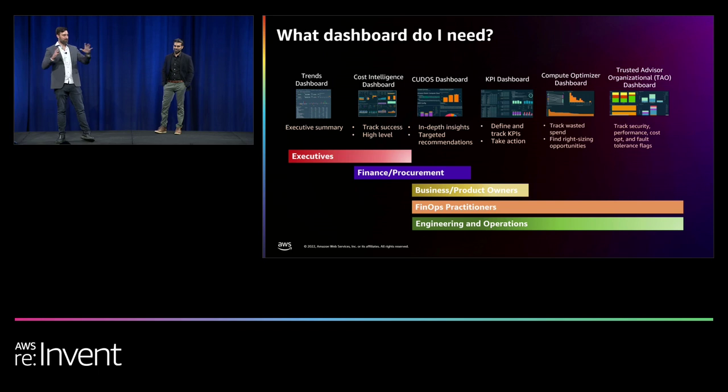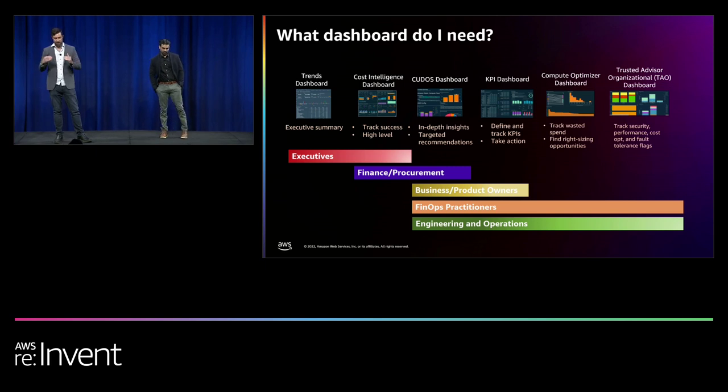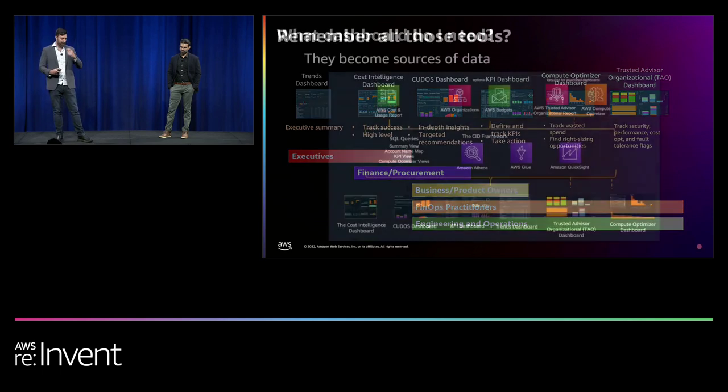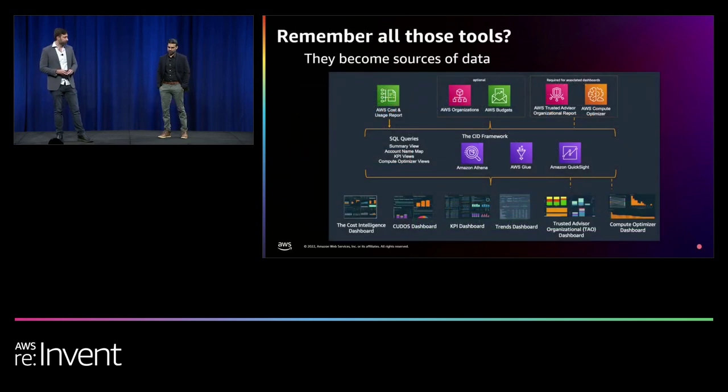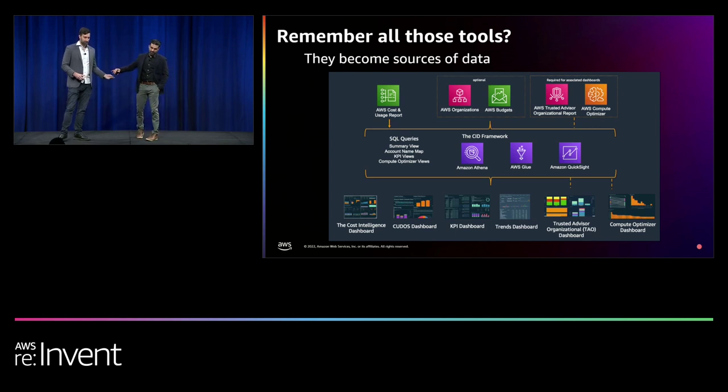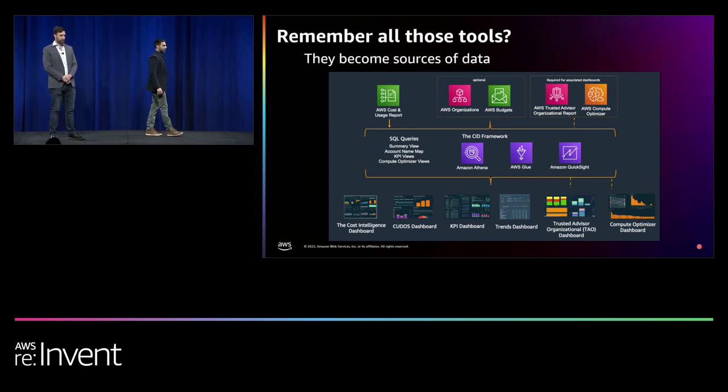The Kudos dashboard is definitely our most in-depth dashboard. It gets very detailed. It allows you to start wide, drill down, and get into resource-level granular information so that the engineers can take action, the product managers can take action, and everyone else can take action. All right. So now you might be wondering how the sausage is made.